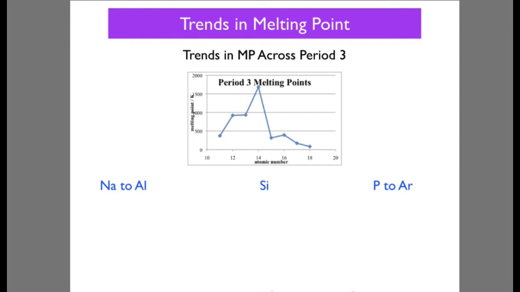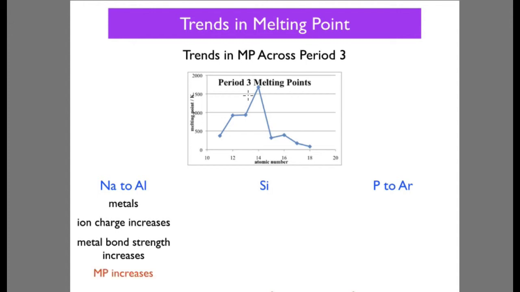Okay, let's look at the trends in melting points across period 3. For the first 3, sodium to aluminium, from here to there, the ion charge increases. Sodium plus 1, then you've got magnesium plus 2, and then aluminium plus 3. So the metal bond strength increases. Therefore the melting point increases.